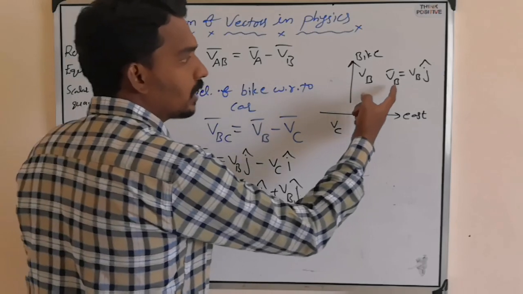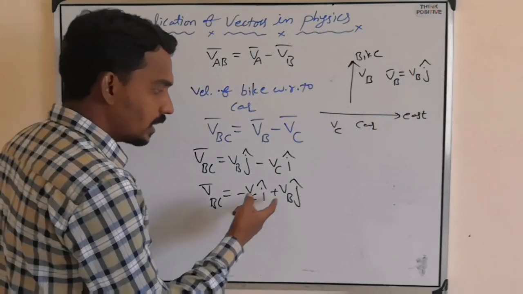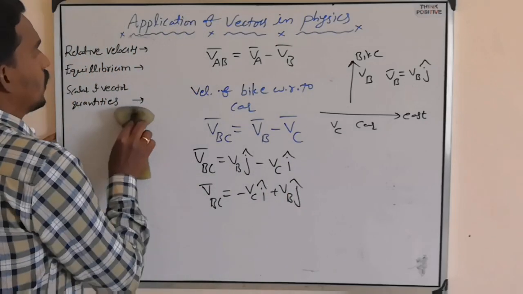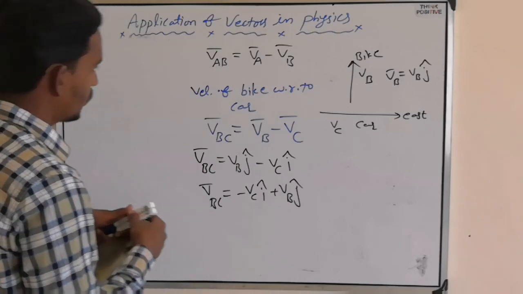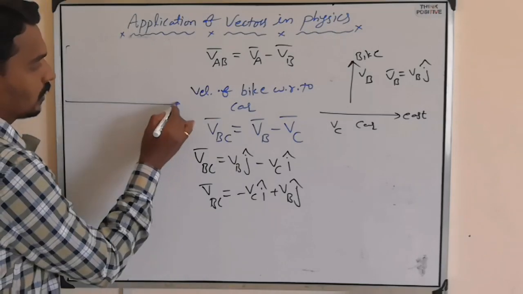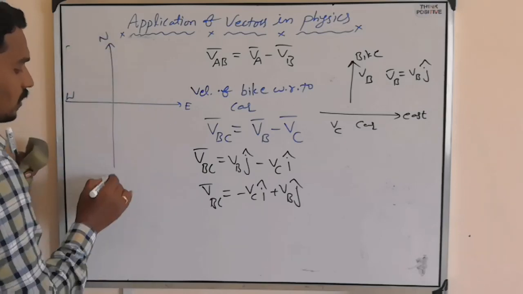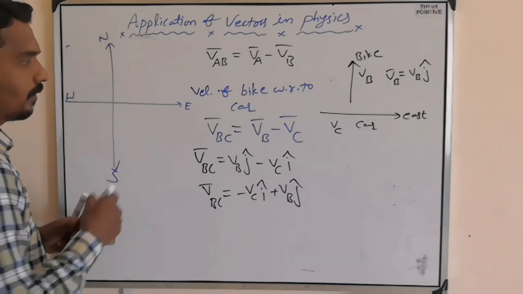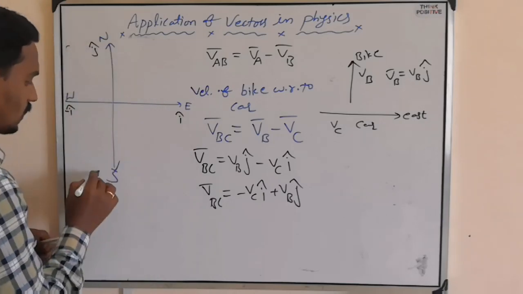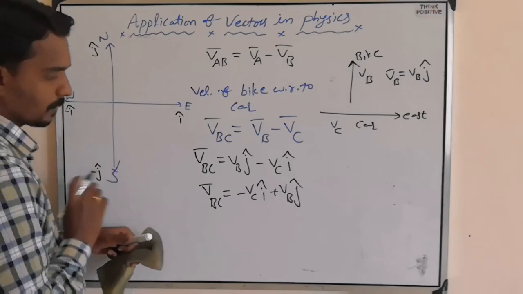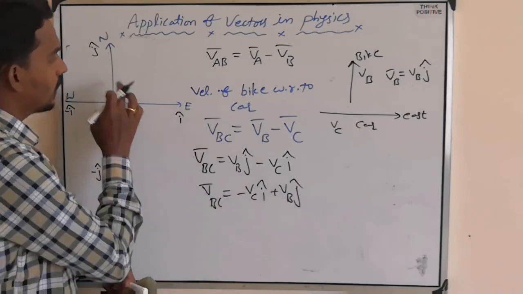See, actually bike velocity is along J, but with respect to car there is I, there is J. So if you want to find the direction, how do you find? Take the directions here always. East, west, north, south. Where this is I, this is minus I. This is J, this is minus J. Now, minus I means this, plus J, this.